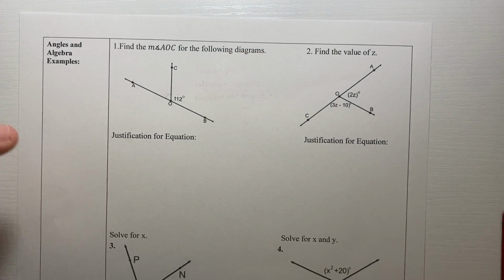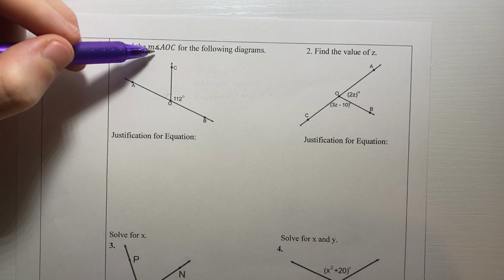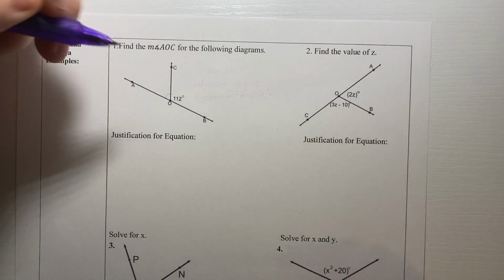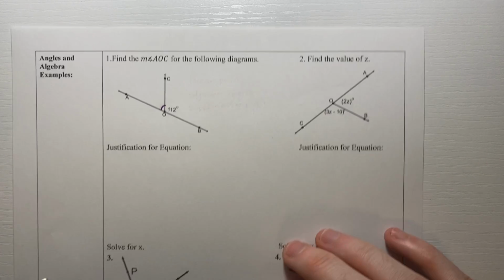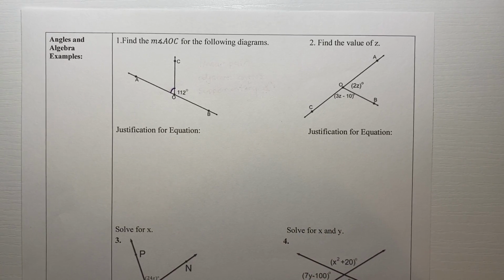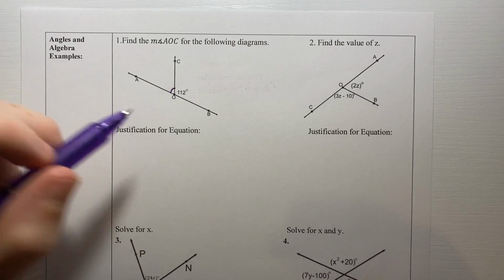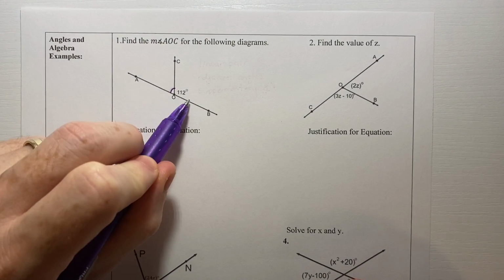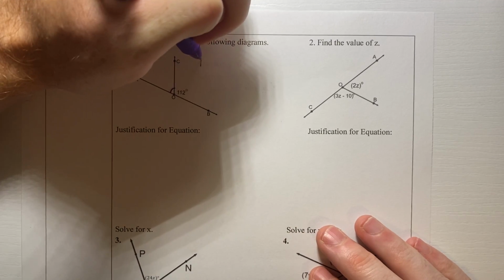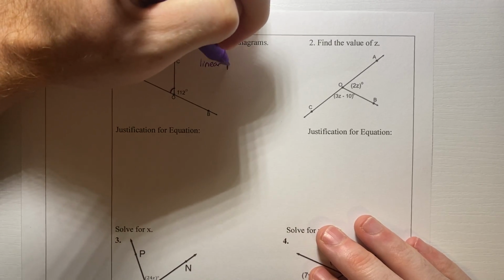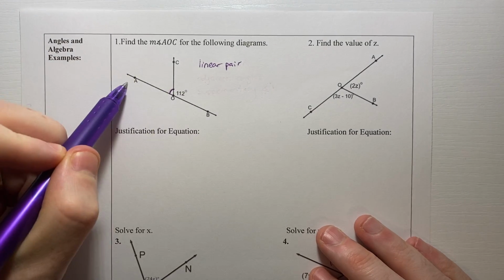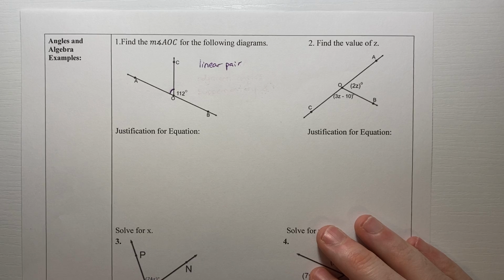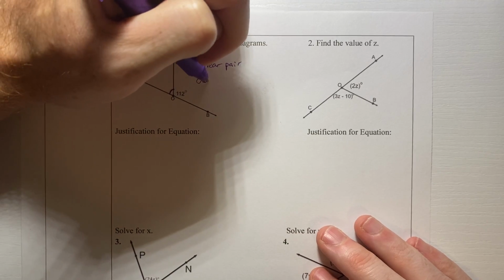All right, so first example, it says we want to find the measure of angle AOC for the following diagram. So we have AOC, so I'm looking for this angle right here. And then we can use a bunch of different terminology from those vocab words in order to solve for this. So for example, these two angles make up a linear pair. They make up a linear pair because if you look, this is line AB. Both of these angles fall on line AB. All right, these are also adjacent angles.